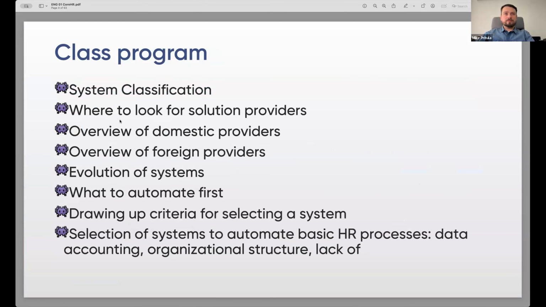Class number 1 has the following program. We will start from system classification, where to look for solution providers, overview of domestic and foreign providers, evolution of systems, what to automate first, drawing up criteria for selecting a system, and selection of systems to automate basic HR processes, data accounting, organizational structure, and so on.